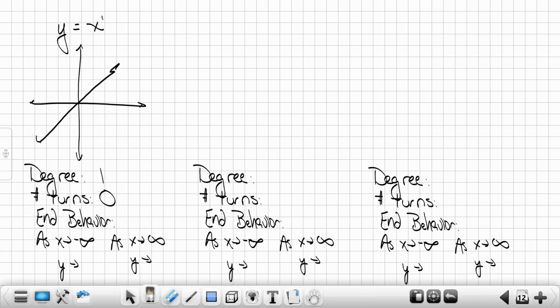Right. As x goes to negative infinity, what does y go to? Negative infinity. As I go left, I go down. As x goes to positive infinity, y goes to? Positive infinity. As I go right, I go up. The degree is the highest exponent on the polynomial.